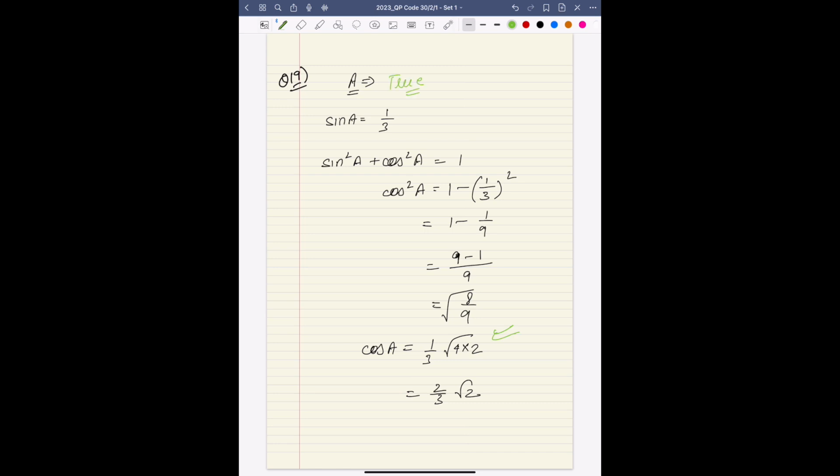And yes, the reason: for every angle theta, sine square theta plus cos square theta will be equal to 1. Yes, for every angle it is going to be equal because it's an identity. And we have used the same formula, right? So it is a correct explanation. The reason is the correct explanation for the assertion. So your option will be A: both assertion and reason are true, and reason R is the correct explanation for assertion A. So the answer for this is A.